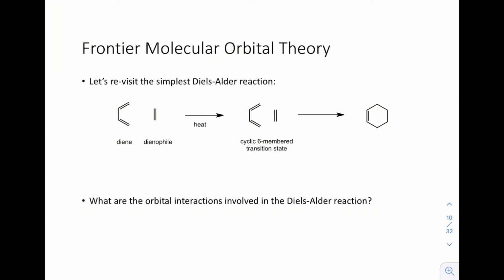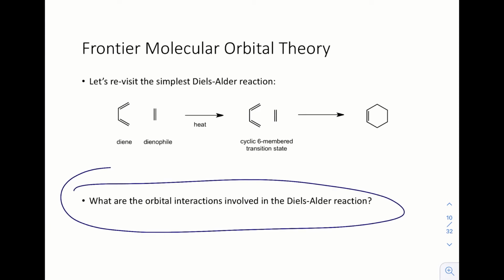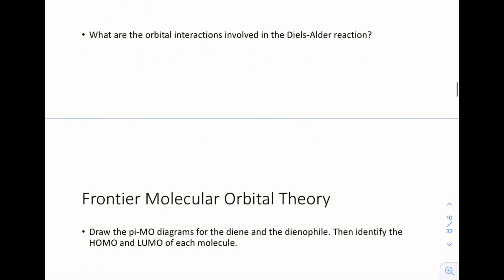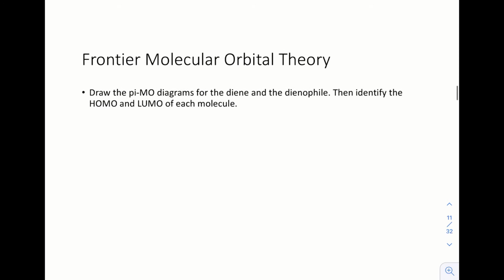In the case of the Diels-Alder, what orbital interaction should we consider? Well, the Diels-Alder reaction is an interaction of pi electrons and pi orbitals. So we can easily simplify our analysis to think about the pi orbitals of the diene and the dienophile. Thus, we should draw the pi molecular orbitals for both of these species, the diene and the dienophile. Really nice review from earlier in the term. Give it a shot here.